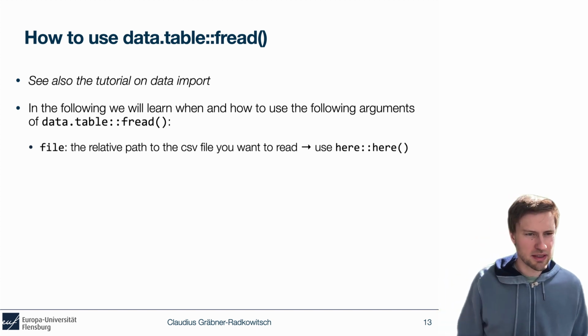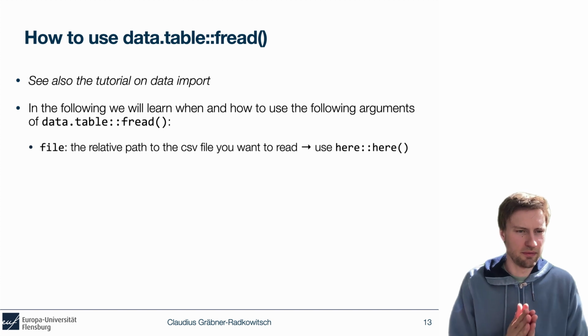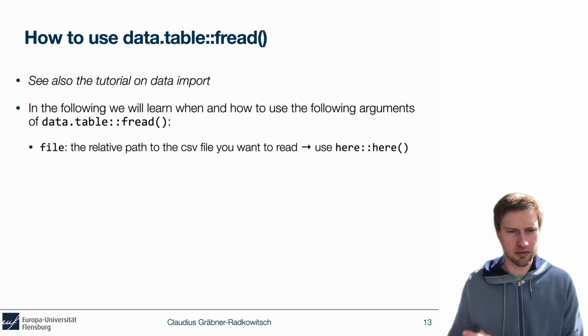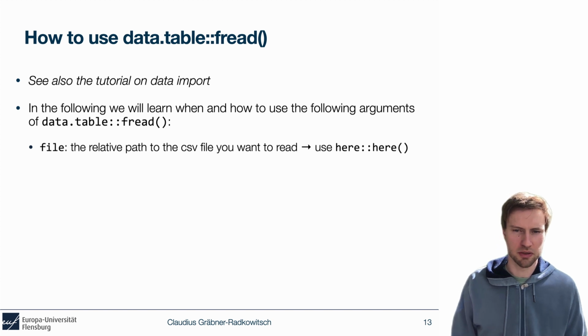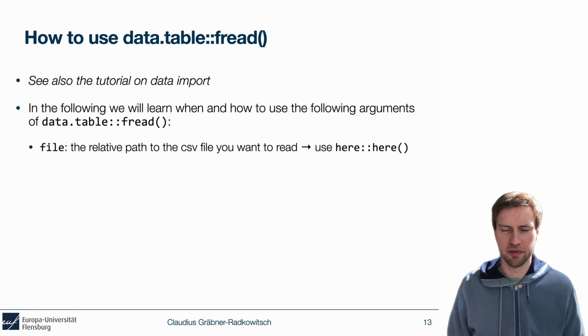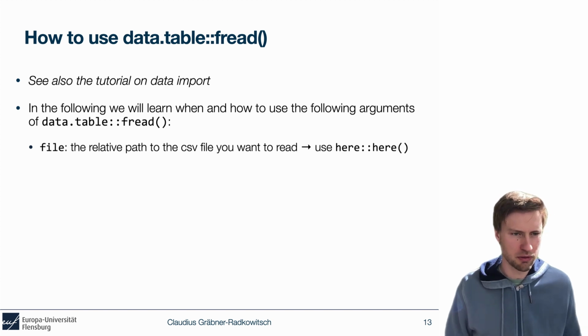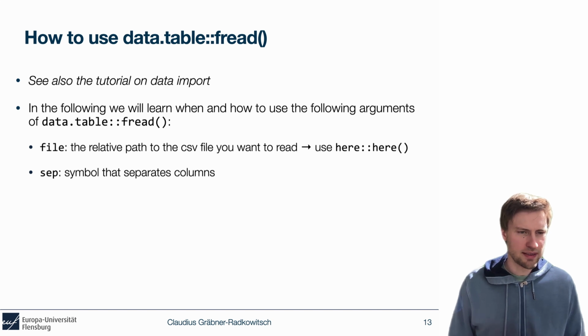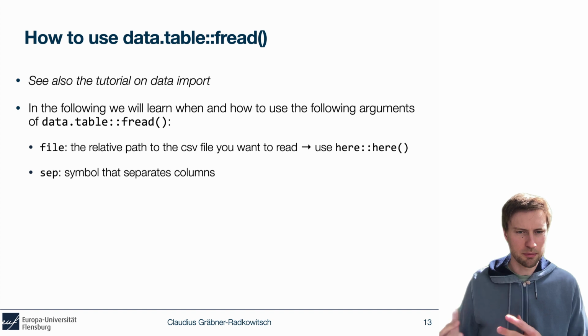Before we go into that, first, the file argument, that's not optional, that's mandatory. That's the relative path to the CSV file that you want to read in. Always combine it with a here function from the here package. That's what we already did. Then there's a second argument, sep, that you can use to specify the symbol that separates the columns.